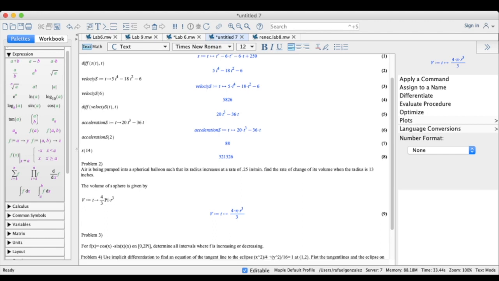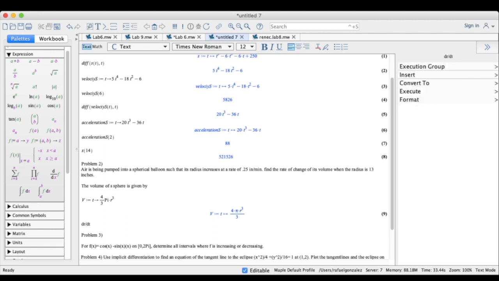But now here, we know that dr/dt is going to be equal to 0.25 inches per minute. That is information that I'm given. We know what the radius is. We know that r is going to be 13. That is given. The question is, what are we finding? We are finding the rate of change of the volume, which is really dV/dt. So this is what we are finding.